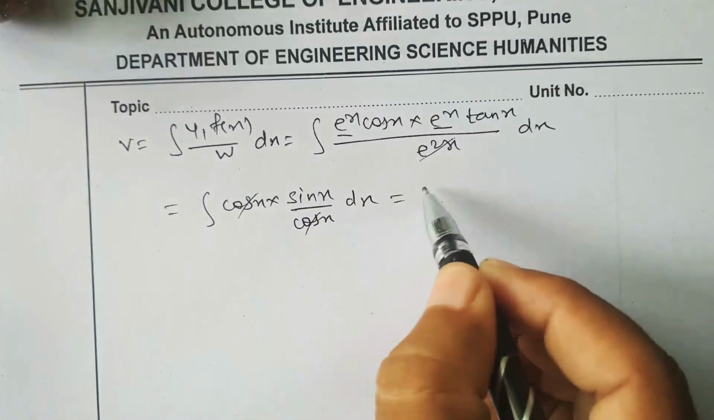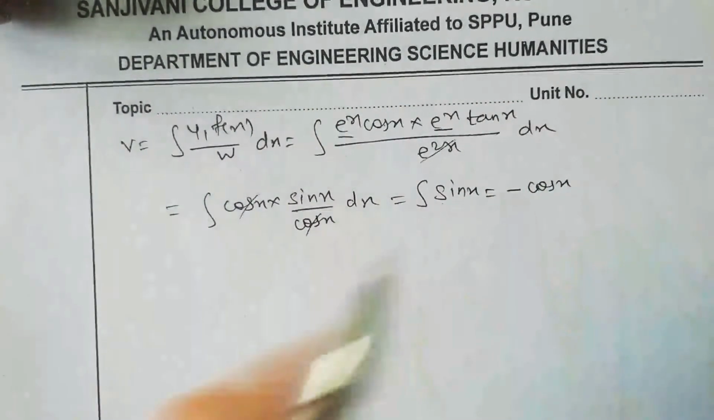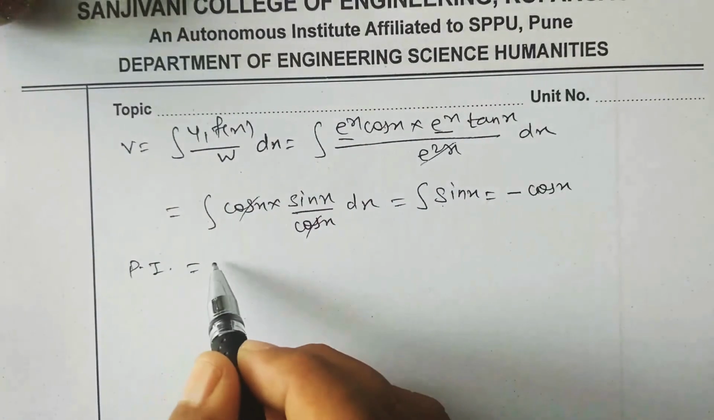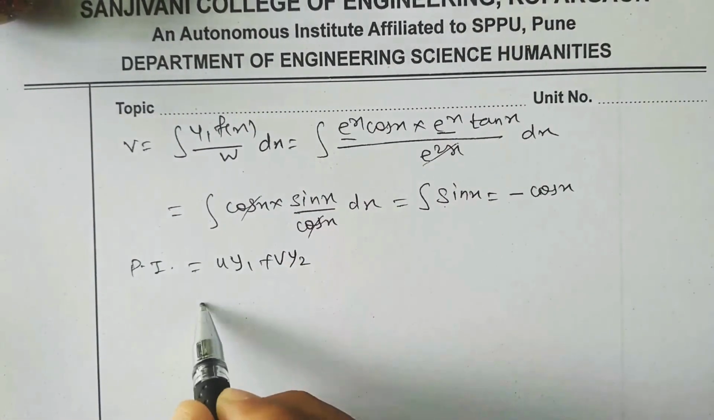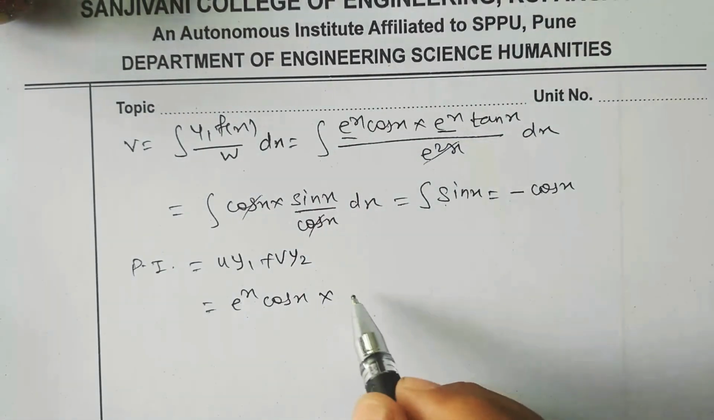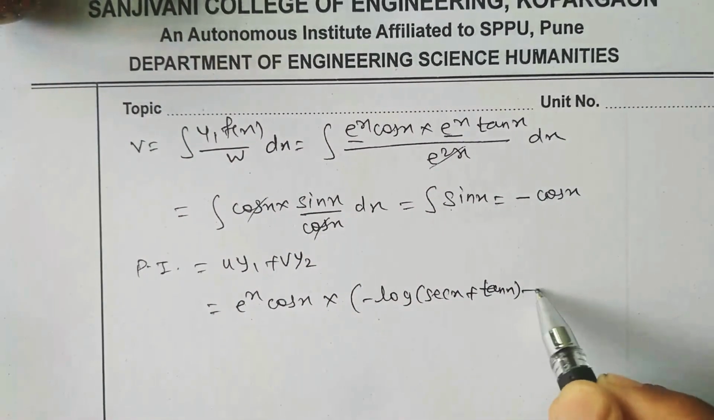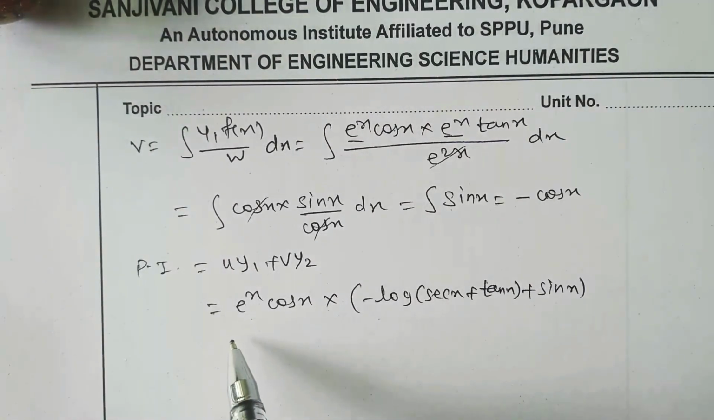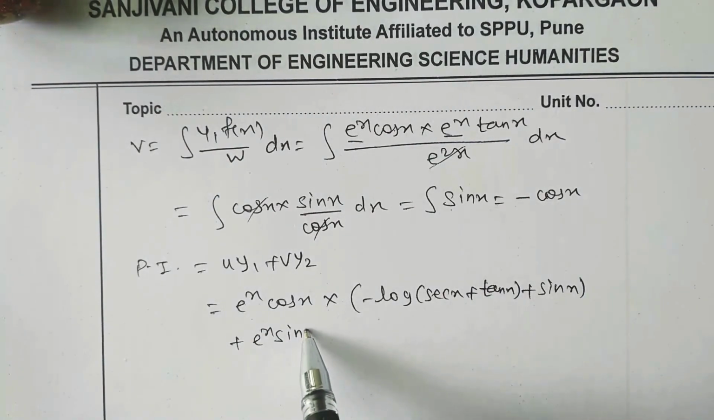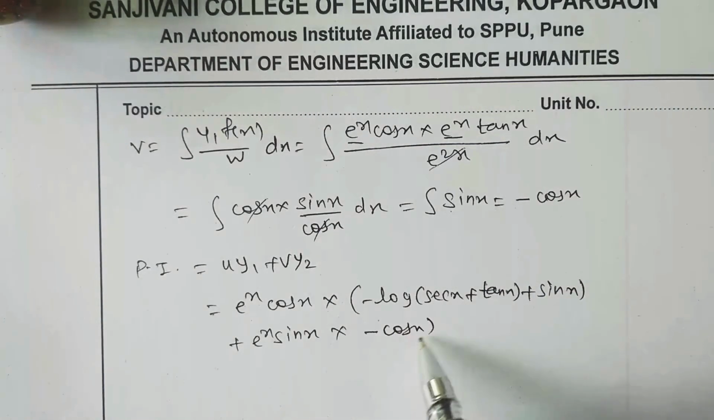This cos x will cancel. You will get integration of sin x. Integration of sin x is minus of cos x. So this is the value of v. Therefore PI, the particular integral, is uy1 plus vy2. The value of y1 is e raised to x into cos x, multiplied by u. The value of u is minus of log of sec x plus tan x plus sin x, plus vy2. The value of y2 is e raised to x into sin x, multiplied by v. V is minus of cos x.